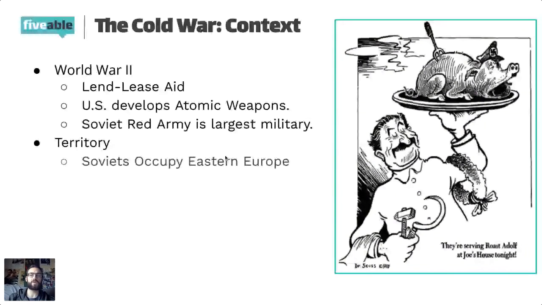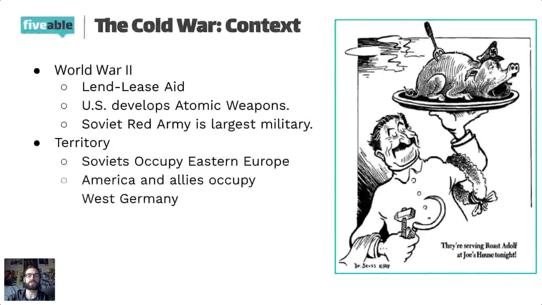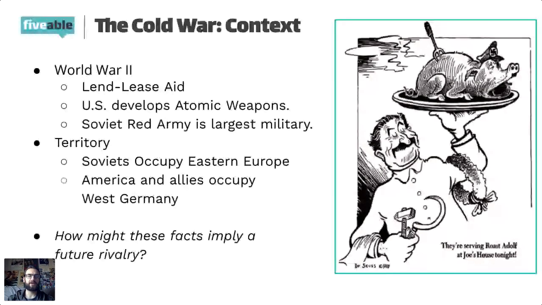But as the war began to wind down, and as both the Soviets in the East and the Americans in the West began to crush Nazi Germany, a sort of tension began to develop because the Soviets liberated Eastern Europe and the Americans liberated Western Europe. And then they kind of just met in the middle, right? And so my question for you is, how might these facts lead us to think about how there might be a rivalry later on down the road?